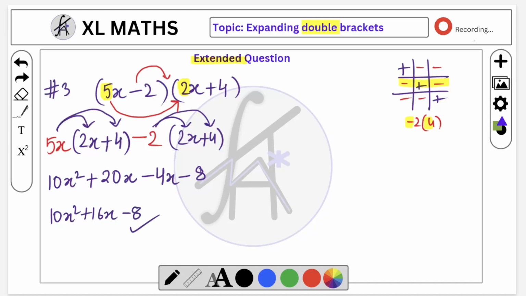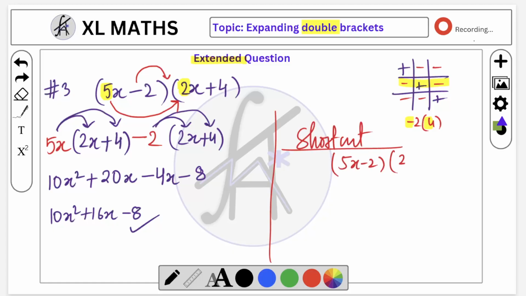Now let's try the shortcut. We have 5x minus 2 and the other bracket is 2x plus 4. The first thing we do is multiply the x terms together. So 5 times 2 is 10x squared. Now take the closer numbers, minus 2 times 2, which is minus 4, and then the extreme numbers, the ones further away.